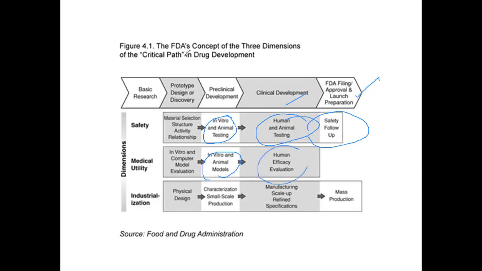Then we have human efficacy evaluation, the medical utility, which comes especially in the second and third phase of clinical trials. Then the last one is industrialization, which is the prototype design. We develop a physical design, which is followed by characterization and small scale production of that particular drug. Once there is an approval, there will be manufacturing or scaling up of refined specification of the drugs, followed by mass production of the drug. So these are what you call the FDA critical path in drug development.